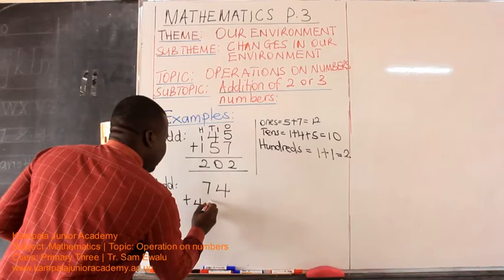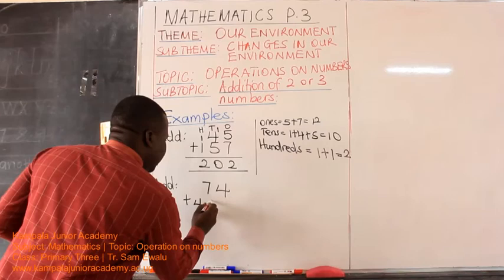Then we have now the tens place value as 1 plus 3 plus 2, which gives us 4, 4 plus 2, you get 6. So you write your 6 there. Then you move to the hundreds place value, which is 6 plus 1, which gives us 7. So in total, how many pupils are there now? 762 pupils are there now.